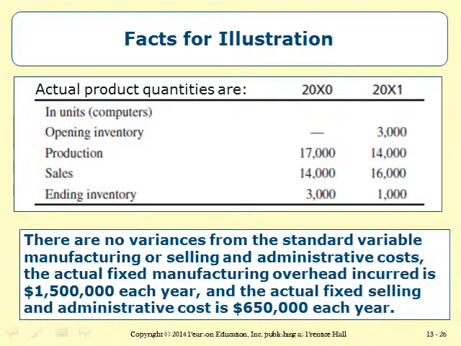So here we see there are no variances from the standard variable manufacturing cost, and the actual fixed manufacturing overhead incurred is exactly $1.5 million, and the actual fixed selling and administrative cost is $650,000.